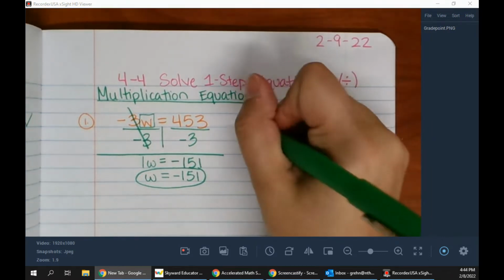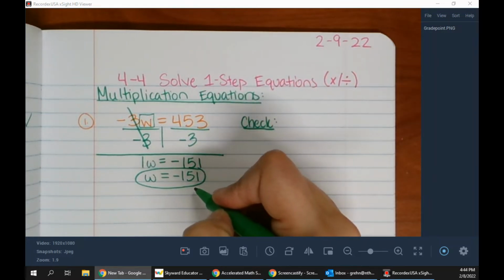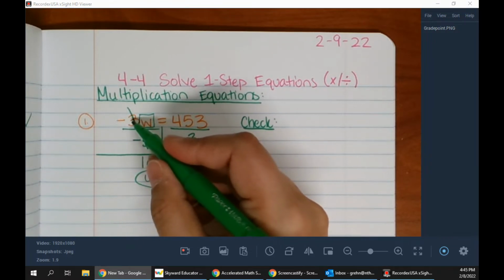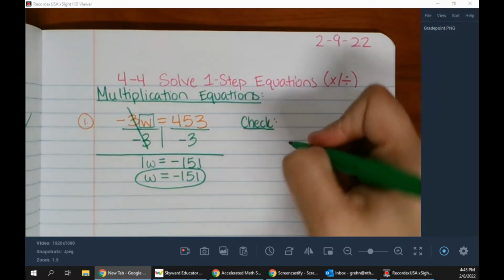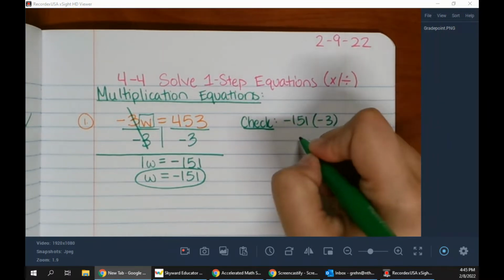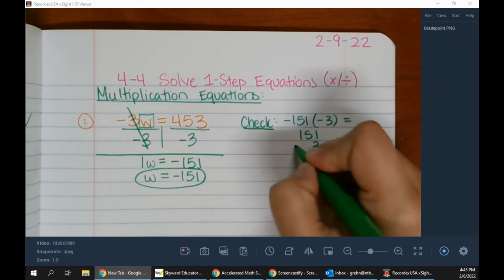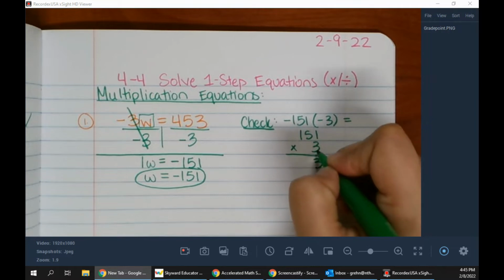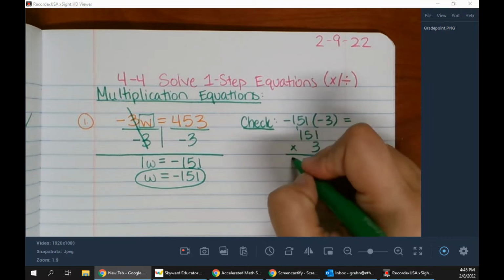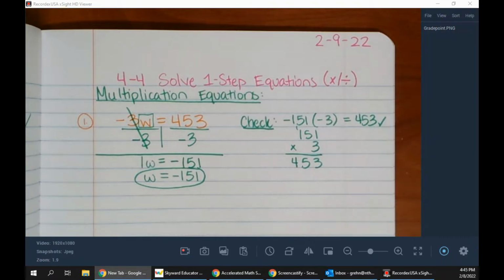All right, now we just need to check our work. So remember we use substitution to check our answer. So I'm going to substitute negative 151 in for w by multiplying it by negative 3 to see if we get 453. So I need to do negative 151 times negative 3. Well, a negative times a negative, that's a positive. So I'm just going to go ahead and multiply. 3 times 1 is 3. 3 times 5 is 15. 3 times 1 is 3, plus 1 is 4. So I get 453, which is what I wanted, so I know I solved it correctly.